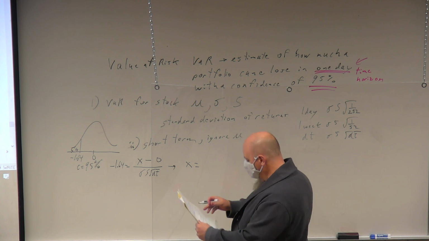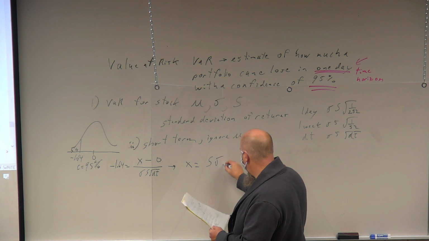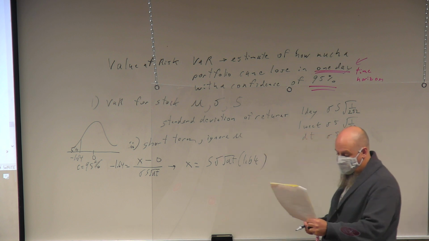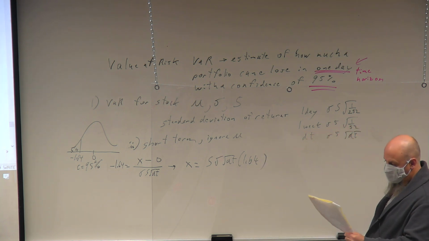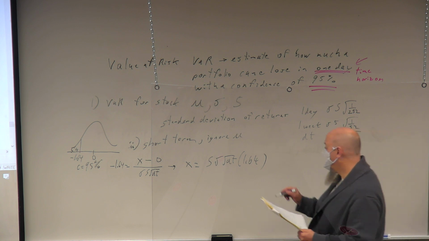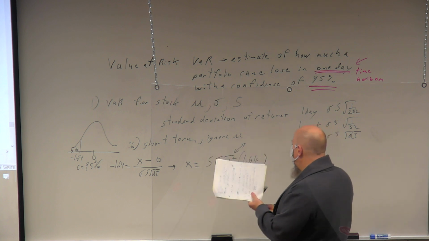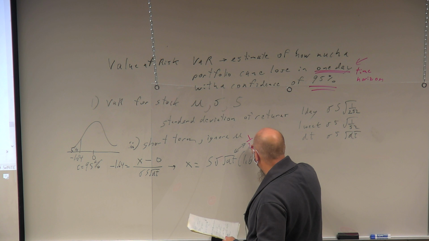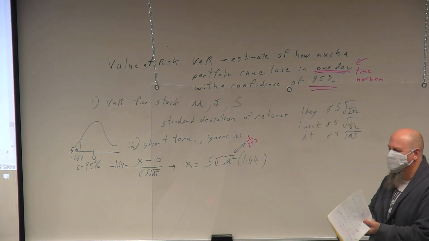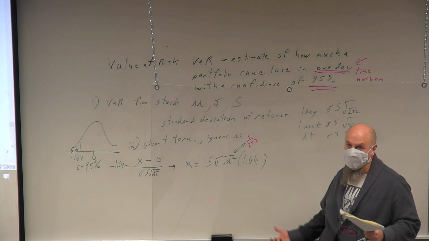And so we get a value of the stock, the sigma, the root dt, and minus 1.64. But if it's short term, that dt, because we said it was short term, is probably a day. Now, okay, this is a judgment call. Is a week short term?